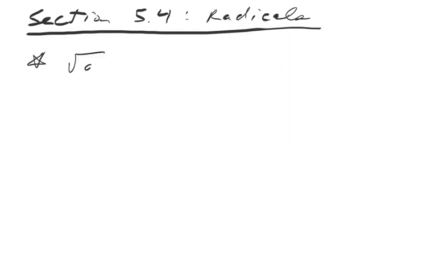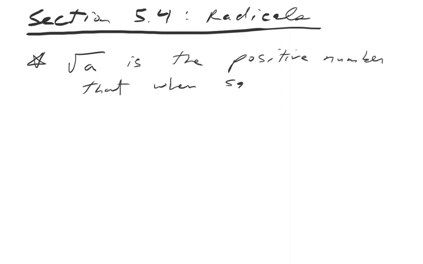The square root of a is the positive number that when squared equals a. Square root of a is the positive number that when squared equals a. I think you guys have all done square roots before.